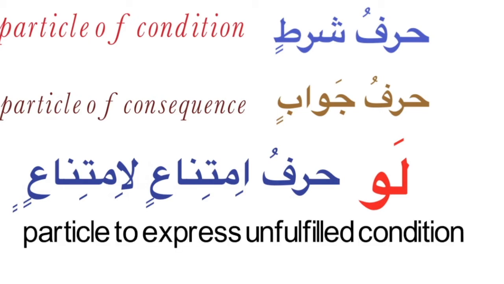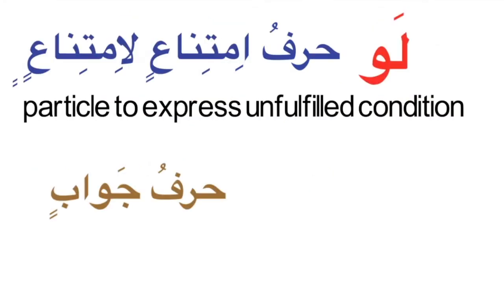So what is it? It's a particle to express an unfulfilled condition. So what is harfu jawab? We know there's a particle of condition, so what is the particle of consequence? We need something to understand where the consequence starts in a sentence. When we are talking about a consequence, there can be two possibilities. One is affirmation, which means if you had worked hard, for example, you would have passed. We are affirming. But if you want to say the same sentence in negation, what do you say? Had you worked hard, you would not have failed. So we're using affirmation and negation.